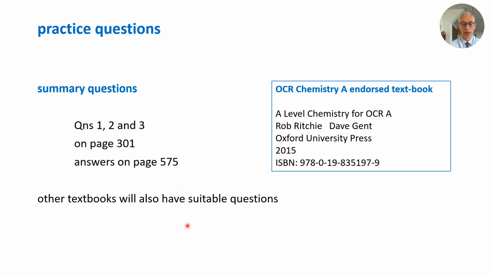I might advise doing some practice questions at this point. If you have access to the OCR Chemistry A endorsed textbook, then you'll find summary questions 1, 2 and 3 on page 301. The answers are provided on page 757. Of course, other textbooks will also have suitable questions.